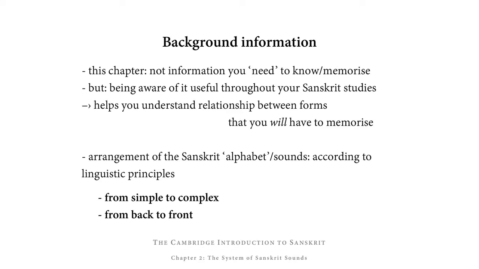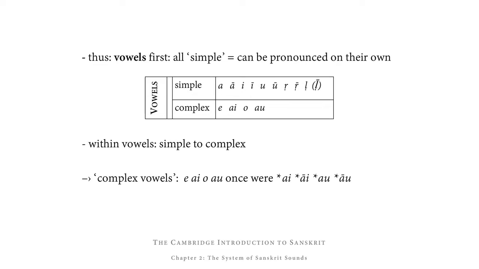The arrangement of the Sanskrit alphabet, i.e. the arrangement of the sounds of Sanskrit in their customary order, actually will help us understand the relationships between these sounds because this arrangement follows certain simple linguistic principles. And these principles are: sounds are ordered from simple to complex and from back to front. So what does that mean, from simple to complex? First of all, when we have the customary order of sounds, we find the vowels first, the consonants second.